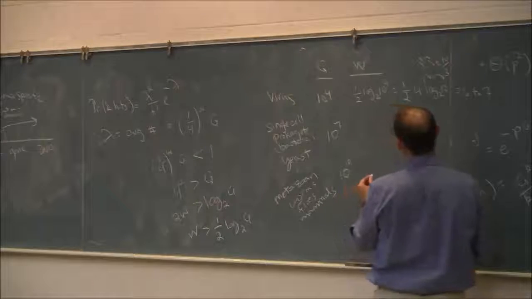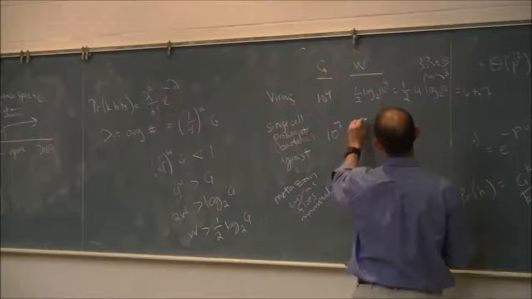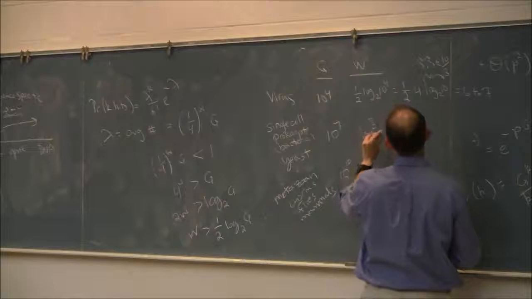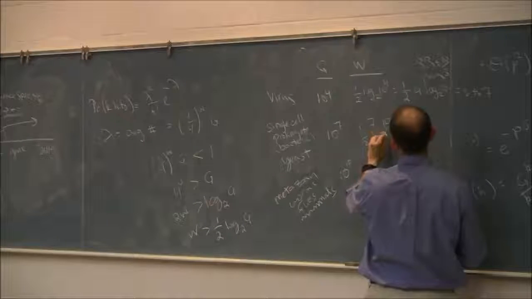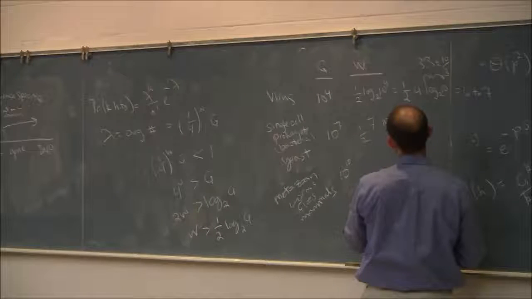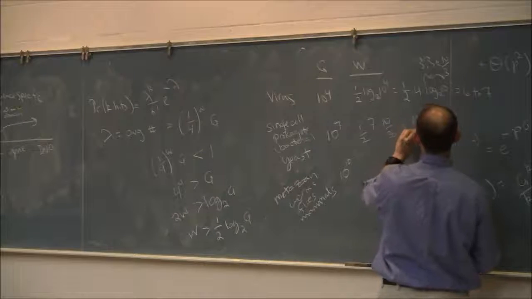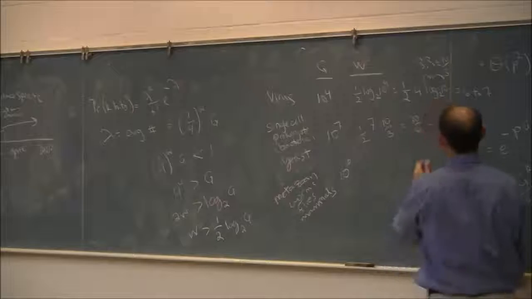So for single cell species, we get 1/2 times 7 times 10/3. So 70 divided by 6. So that's about equal to 12.